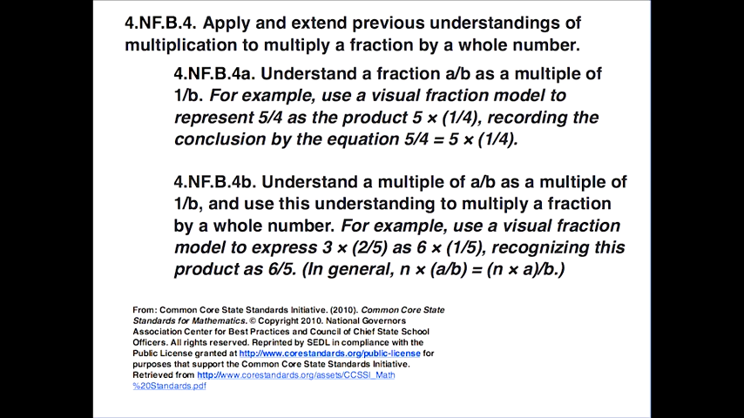Part B states, understand a multiple of a over b as a multiple of 1 over b, and use this understanding to multiply a fraction by a whole number. For example, use a visual fraction model to express 3 times 2/5 as 6 times 1/5, recognizing this product as 6/5. In general, n times a over b equals n times a all over b.